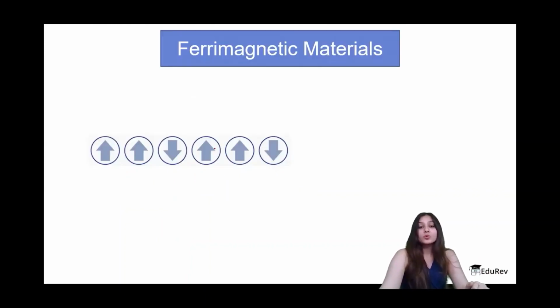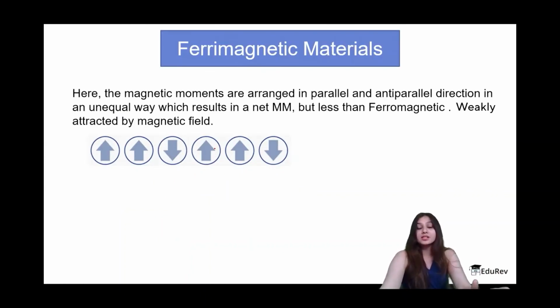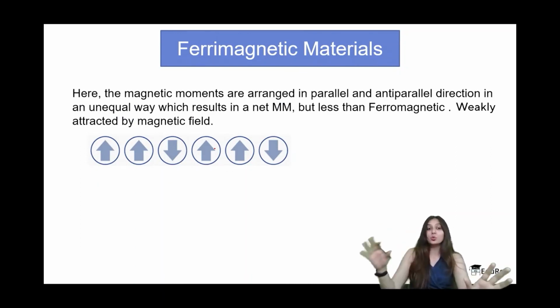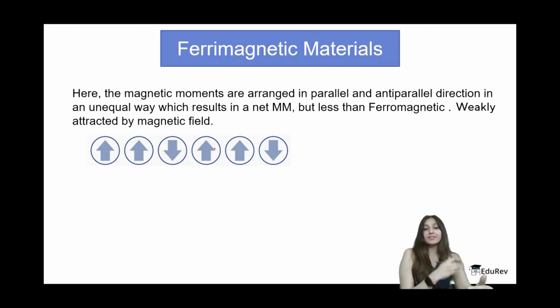And the last one which we have is ferrimagnetic materials. Now what are ferrimagnetic materials? Okay, in case of ferromagnetic and anti-ferromagnetic, we have two extremes, okay? In case of ferro, we have all of them directed in direction of the magnetic field, and in case of anti-ferro, we have one above, one below, and net we have zero.